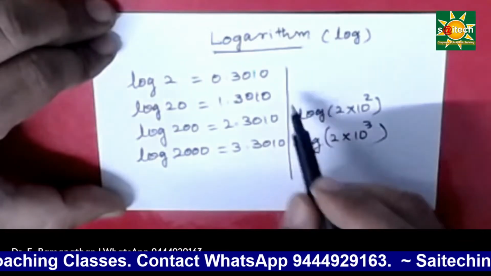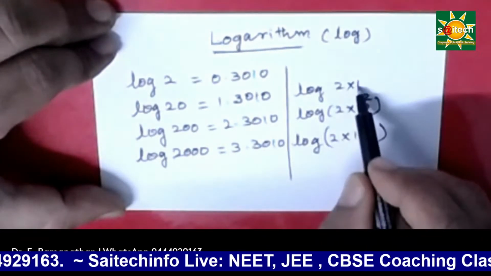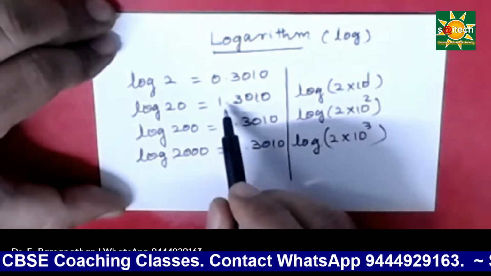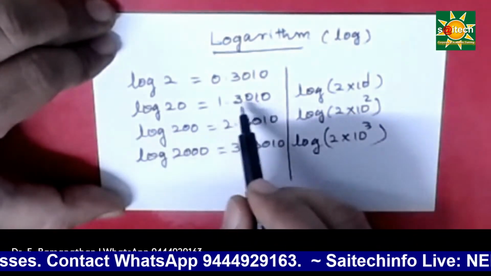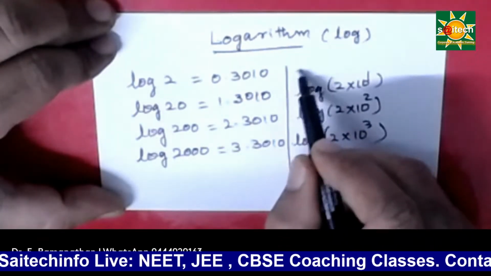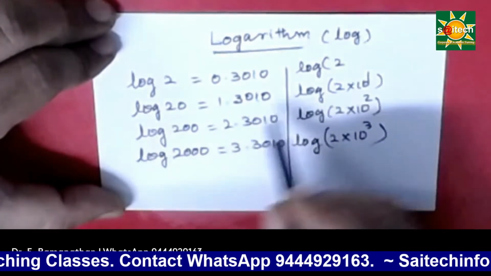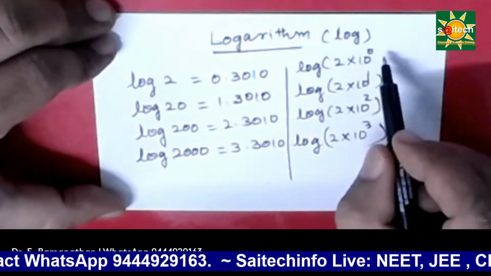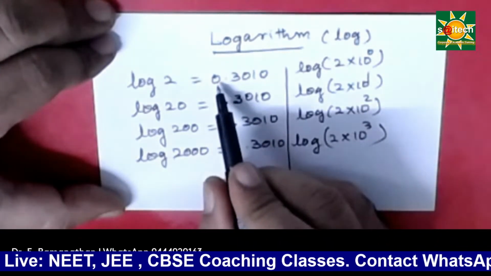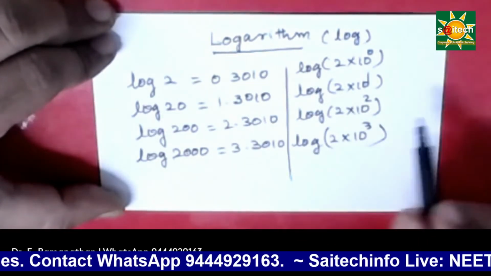And what about this one? Log of 2 into 10 power 1, we write this 1 as mantissa of log 20, that is 1.3010. And what about 2? That can be written as log of 2 into 1, that is nothing but 10 power 0. So we write this 0 as the logarithmic value of log 2, that is 0.3010. Are you able to understand?